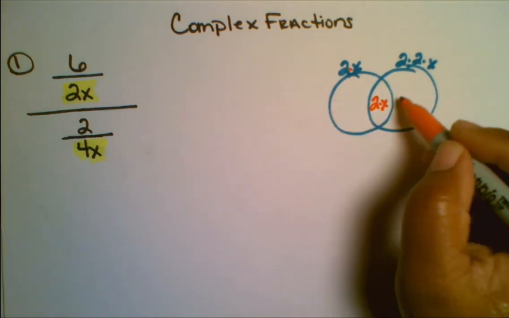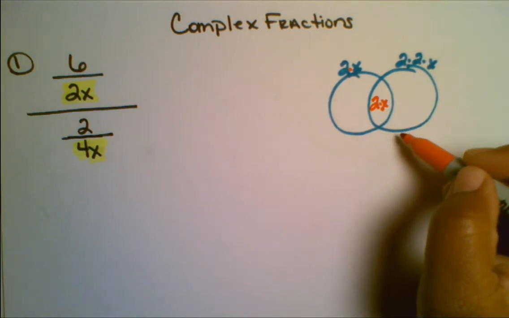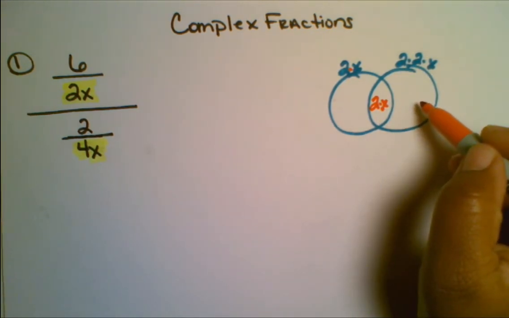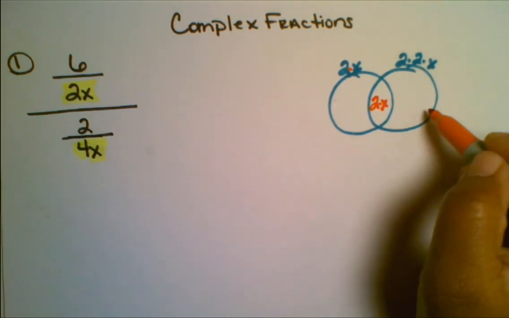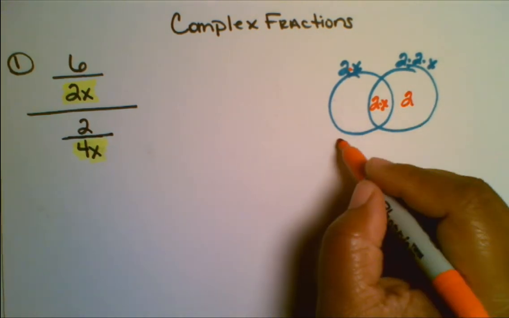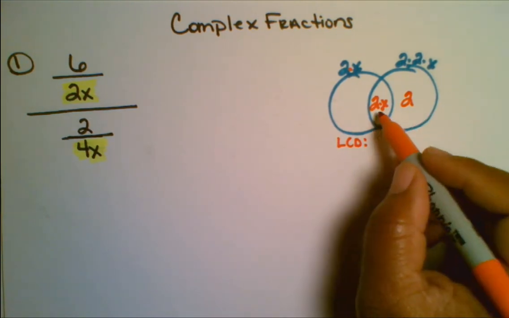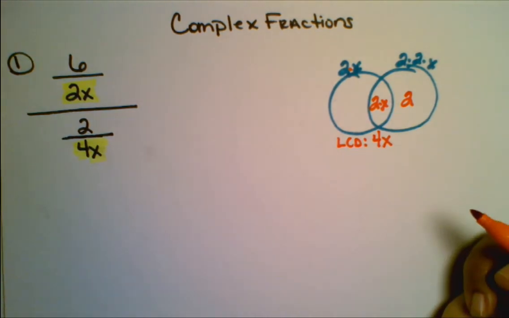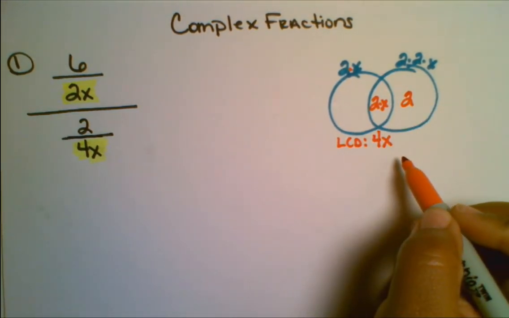So our first circle represents 2x. Our second circle, we want to represent as 4x. But what is different? What makes the second circle different? It's an additional 2. So we're going to multiply those factors together: 2 times x times 2, we have 4x. So step 1, we're going to find the LCD.